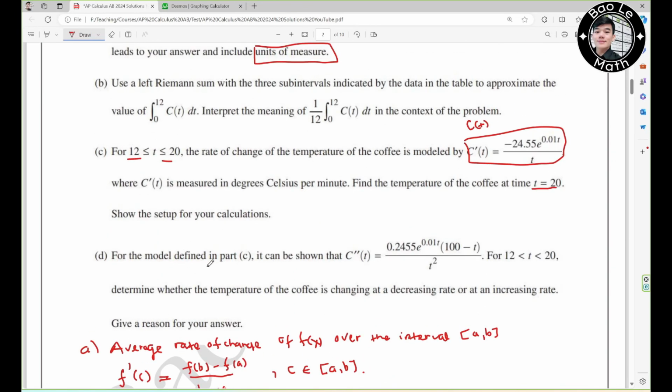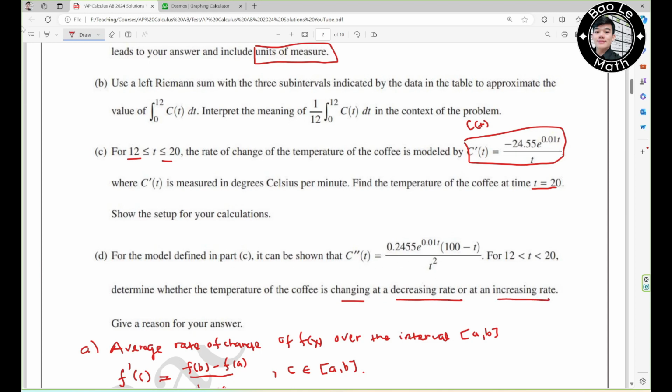For the model defined in part C, it can be shown that C double prime of t equals this one for t from 12 to 20. Determine whether the temperature of the coffee is changing at a decreasing rate or an increasing rate.